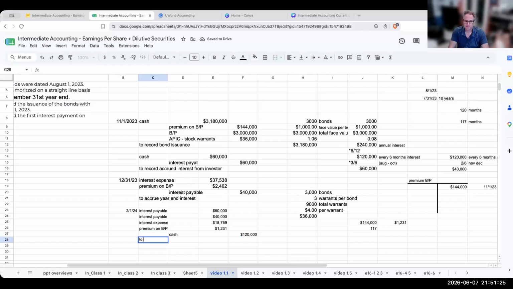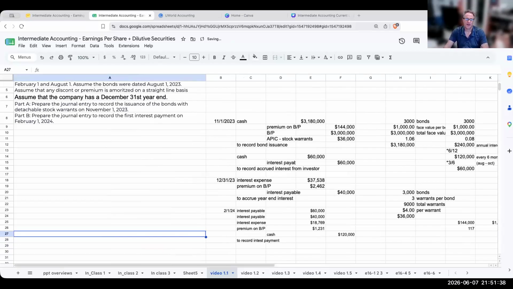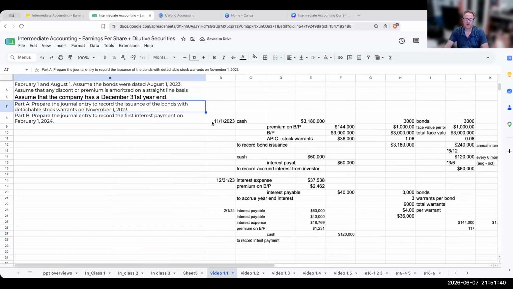So, okay, we call this to record interest payment. That's a fun one. Okay. So prepare the journal entry, record the issuance of the bonds with the warrants on 11/1/23. Prepare the journal entry, record the first interest payment on February 1st, 2024.